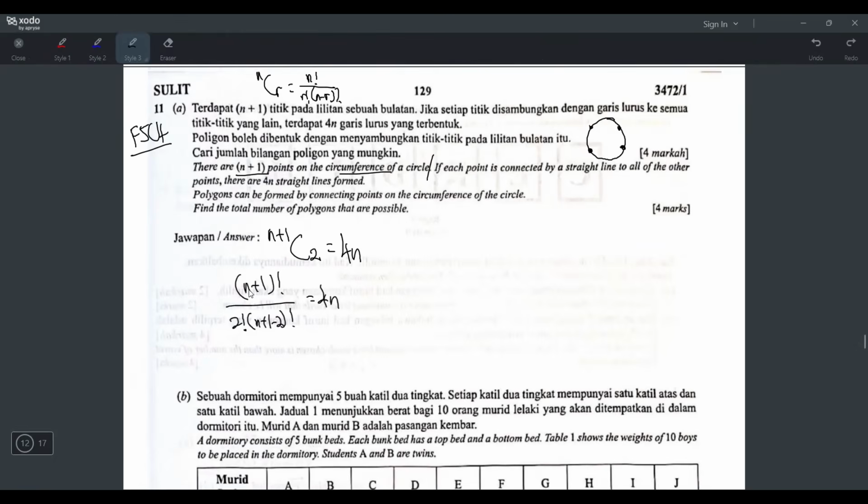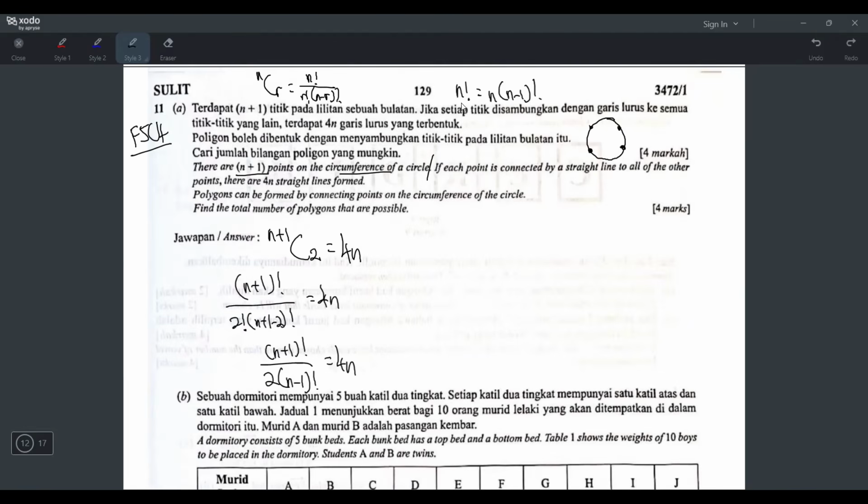Okay, n plus 1 factorial, I'll just leave it. And then 2 factorial is just 2. And then n plus 1 minus 2, you get n minus 1. Because 1 minus 2, negative 1, equals to 4n. Okay, this one actually you can simplify. You can cut actually. But you have to do something first. Right? So you learned before, n factorial is equals to n times n minus 1 factorial. Yeah, because n factorial is like n times n minus 1 times n minus 2 times n minus 3 until you reach 1.